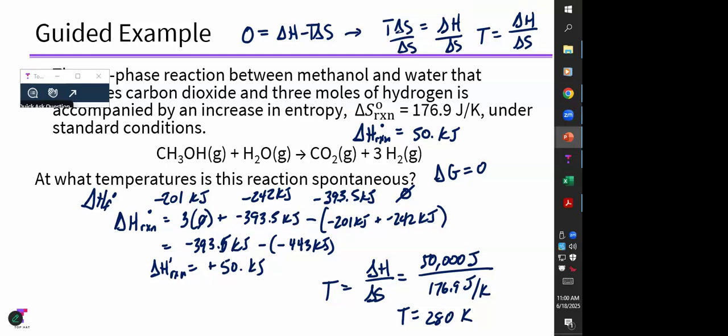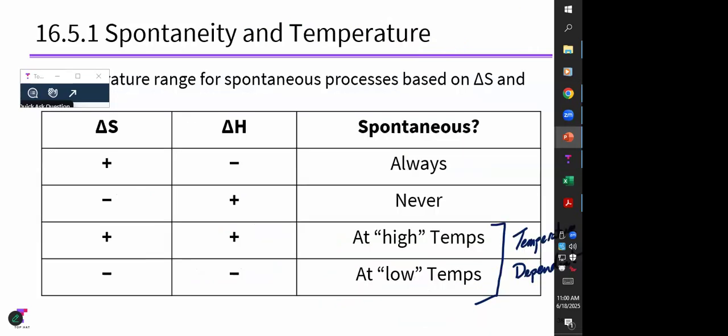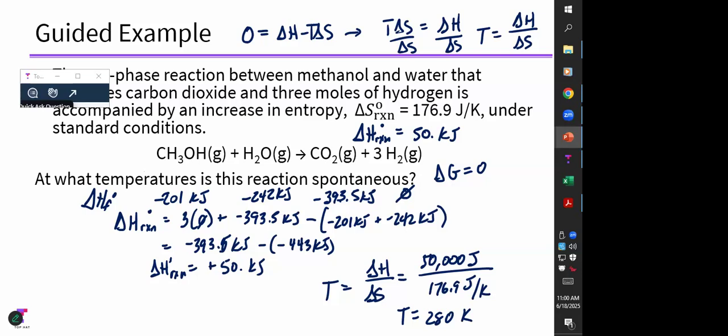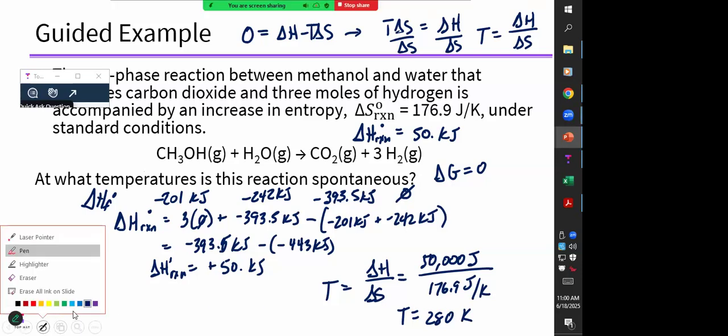Now we need to interpret: when does it flip around? To what does it flip? So in this case, we are in line 3, positive, positive. This is going to be spontaneous at high temperatures. What does high temperature mean? Well, it means anything above that flipping temperature.